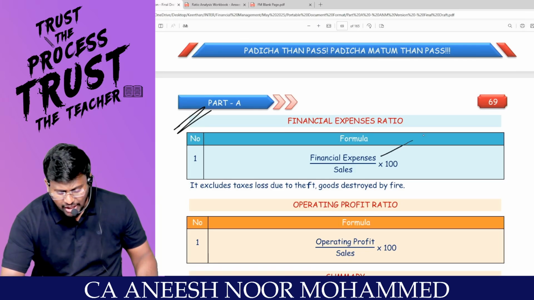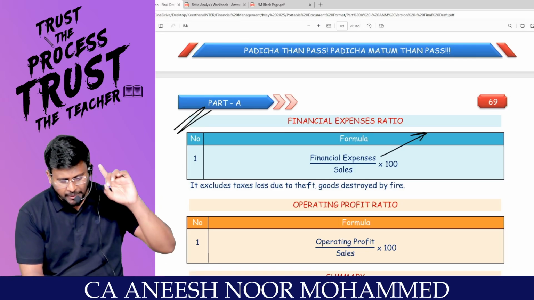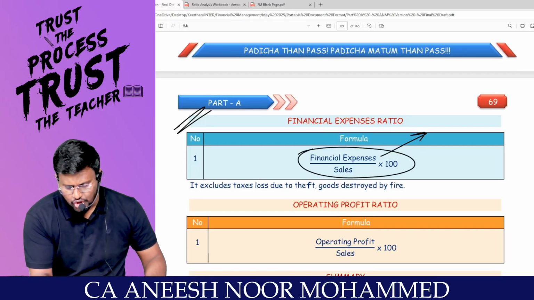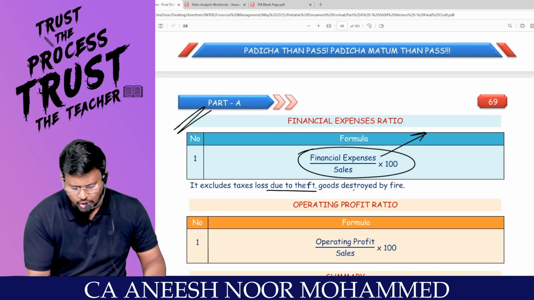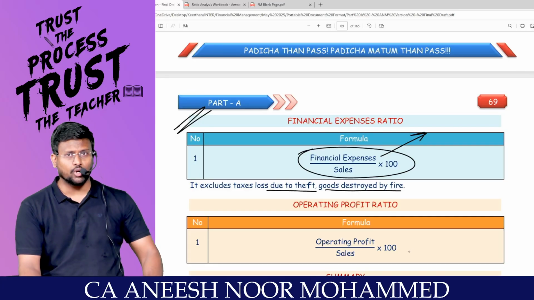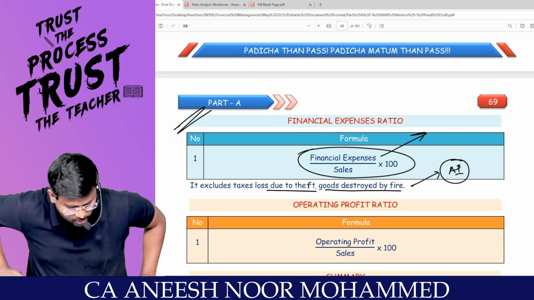So many financial expenses I have to incur, the expense relating to finance. So how much percentage am I incurring? Financial expenses divided by sales into 100. It does not include loss due to theft, goods destroyed by fire and all, because these all are abnormal items. Include only the normal items. Are you really with me?